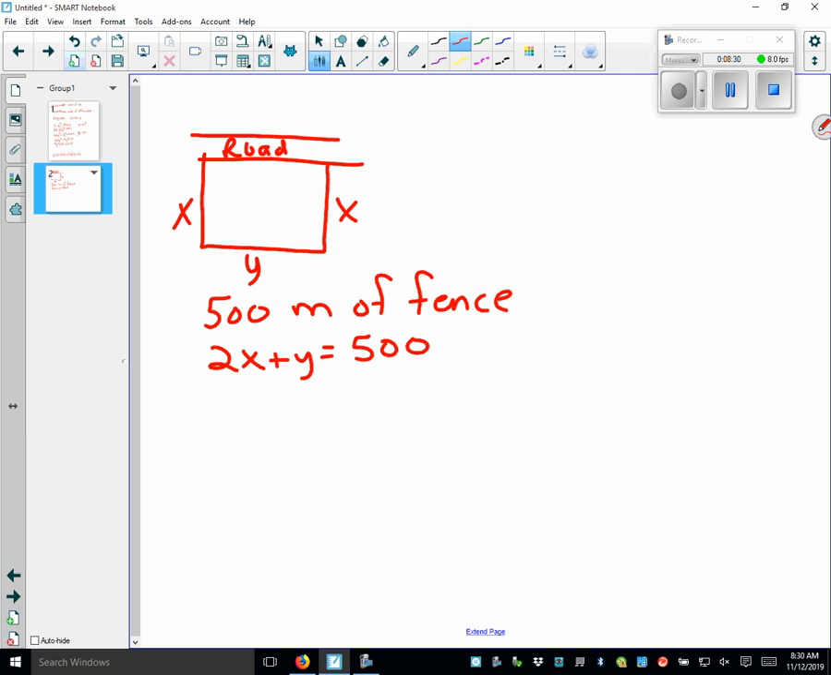2x plus y equals 500. How do I find area of that? X squared plus y squared. No. How do I find area of a rectangle? X times y equals area. Right? How do I get rid of one of my letters? What can I put in place of y?